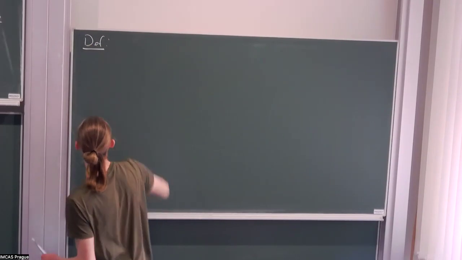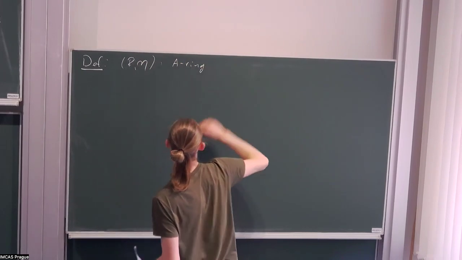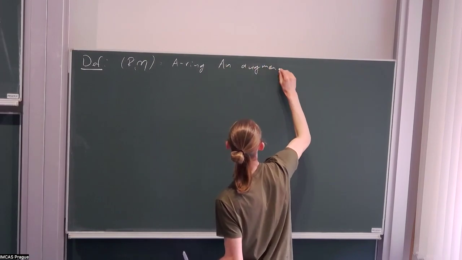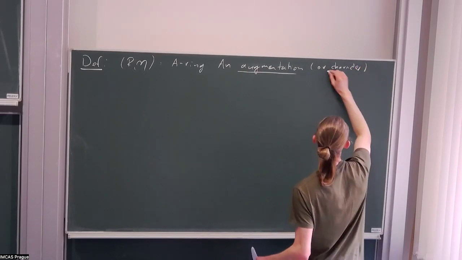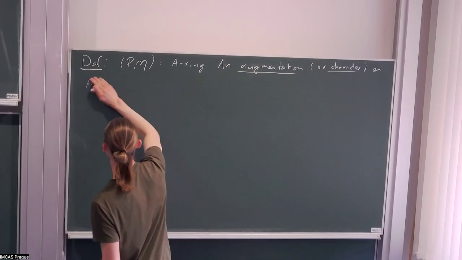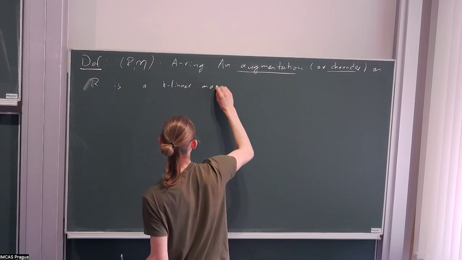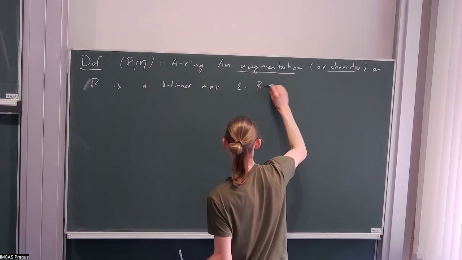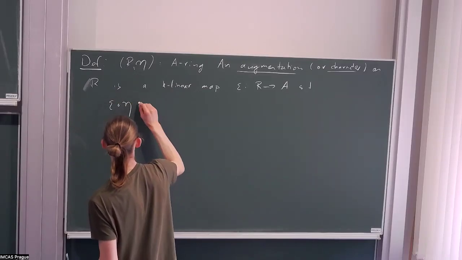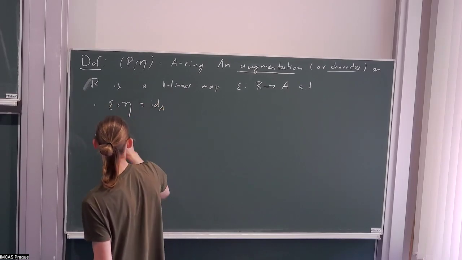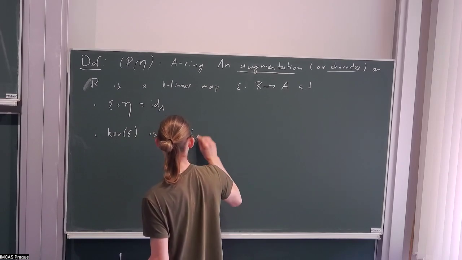Another definition. This will again be an A-ring, and an augmentation or character on R is a K-linear map epsilon from R to A such that if I first do eta and then epsilon, it should be the identity on A. And secondly, the kernel of epsilon is a left ideal.